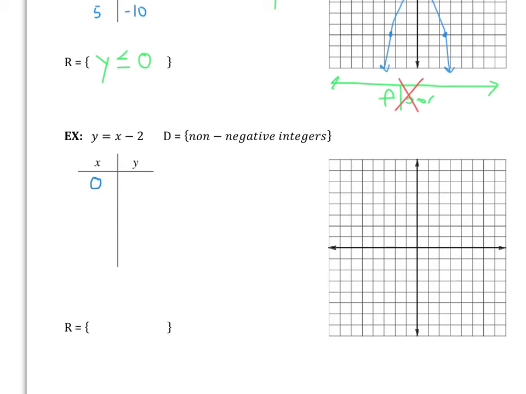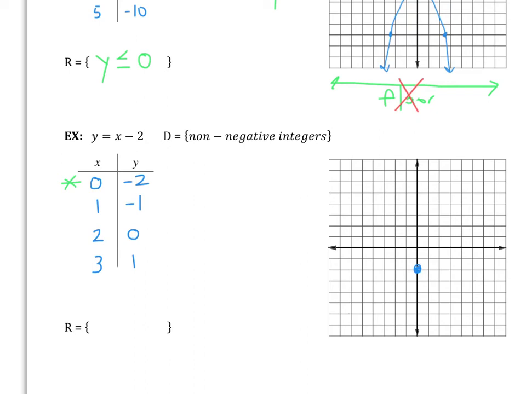Now we have to think about the other non-negative integers. That gives us 1, 2, and I'll even go to 3, and it would continue on. We have lots of non-negative integers, but this right here is the first one. So when we plug 0 in for x, we get -2 for y. When we plug 1 in, we get -1. When we plug 2 in, we get 0. 3 in, we get 1, and so on and so forth. This goes on forever. Since 0, -2 is the first point within this domain, we can go plot that, 0, -2.